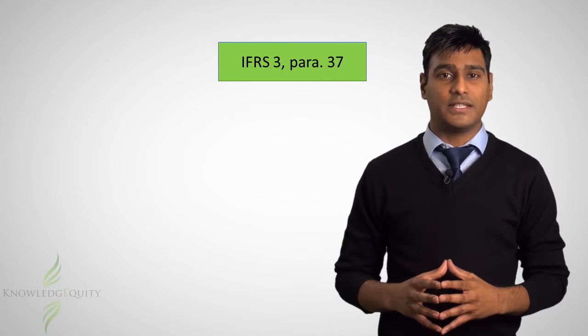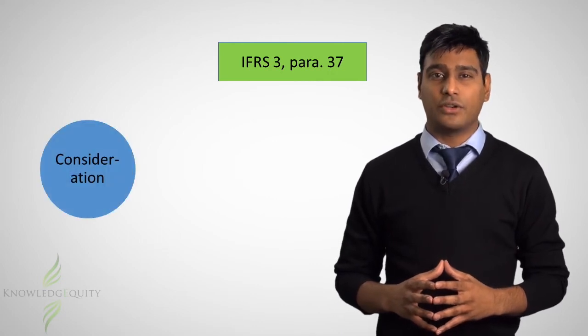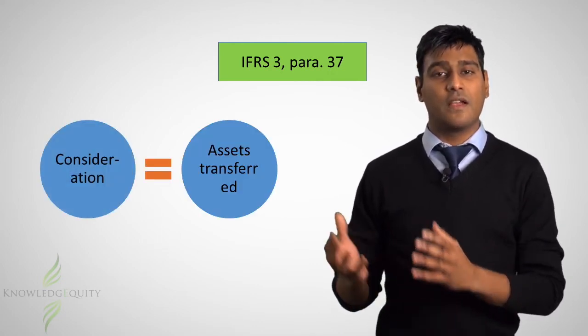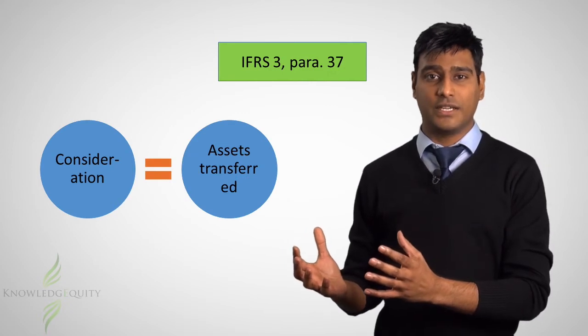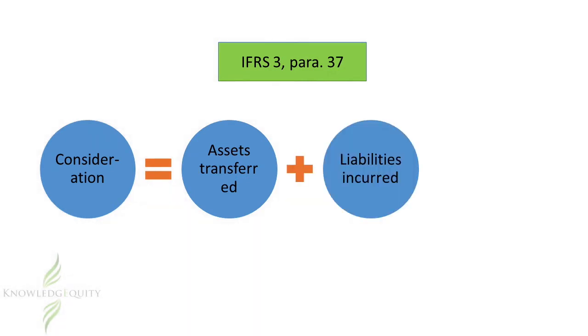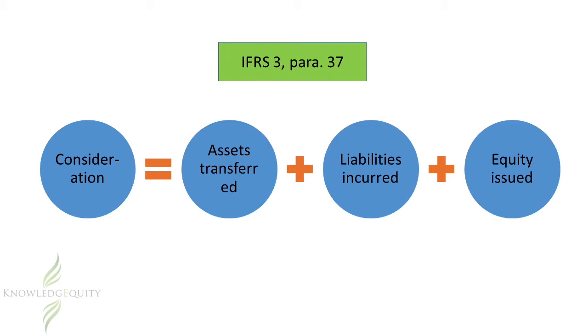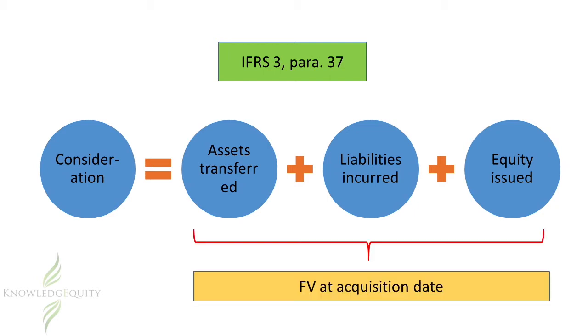IFRS 3, paragraph 37, provides the formula for the calculation of consideration, which is fair value of assets transferred, liabilities incurred, and equity interest issued by the acquirer. It is important to note that fair value at the acquisition date must be used for all components used in the calculation of consideration. For example, Alfred Stores is a large chain of supermarket stores.